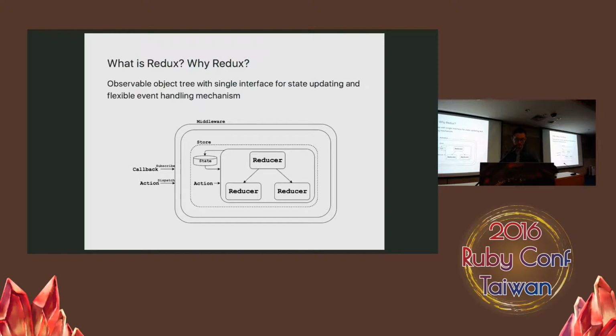But from my point of view, I think Redux is essentially an observable object tree, but with a single interface for updating its state. And it provides a flexible event handling mechanism. The definition is lengthy, but just look at the picture here. Basically, this is an object, right? This structure here, and it provides some interfaces, like subscribe or dispatch, to interact with the object and make it observable.